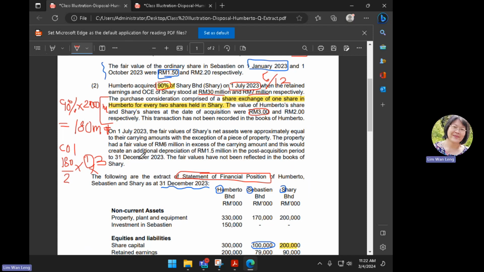Then they tell you, on the first day of July, which is the date of acquisition, everything approximates the fair value, except a piece of property. So you have one property. The property had a fair value of 6 million in excess, which means you have a fair value adjustment upwards for property. How much? 6 million.